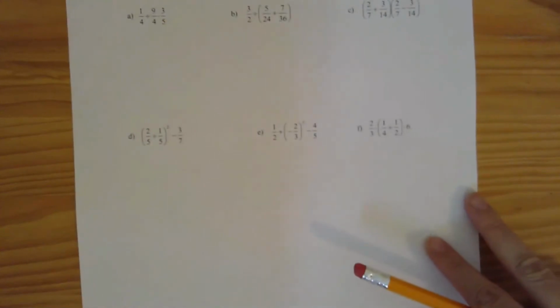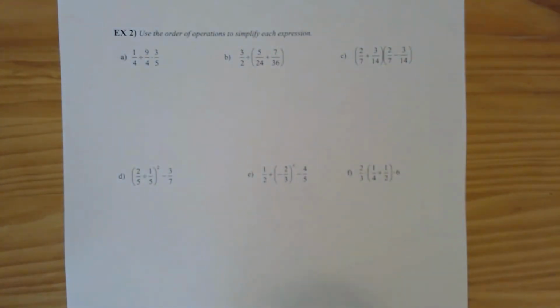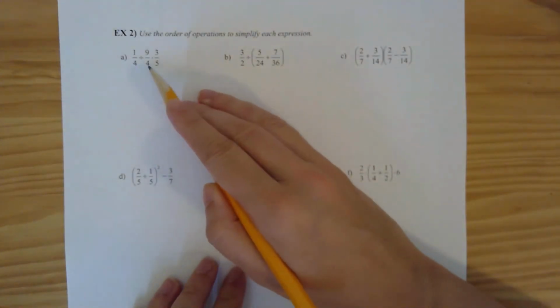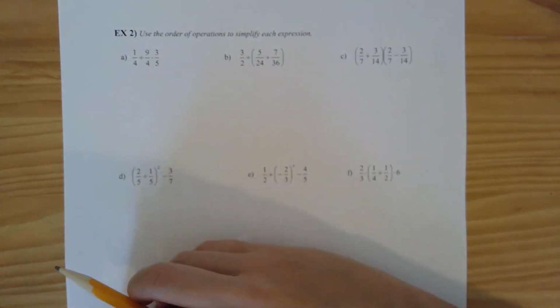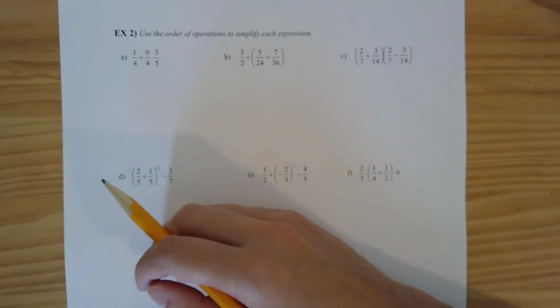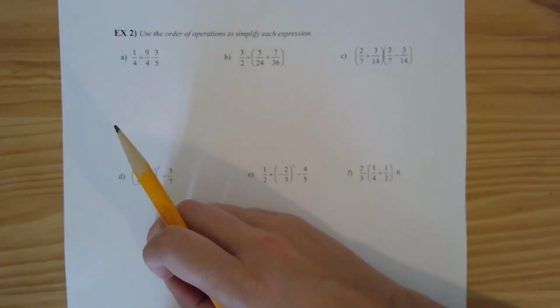Alright, let's do some more examples. These ones really are using the order of operations with all of these. So use the order of operations to simplify each expression. The first one is 1/4 divided by 9/4 times 3/5. This one doesn't have any parentheses or exponents, so we're going straight to multiplication and division. It has both of these things, so that means I'm going left to right.